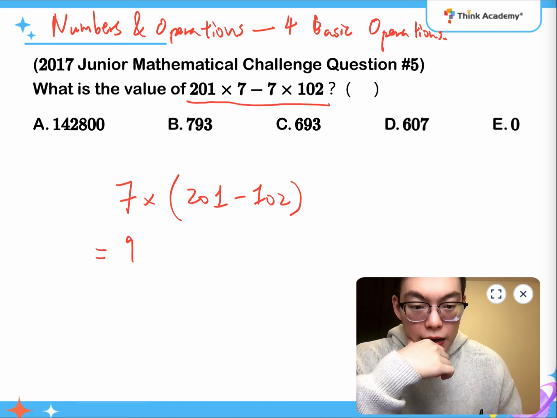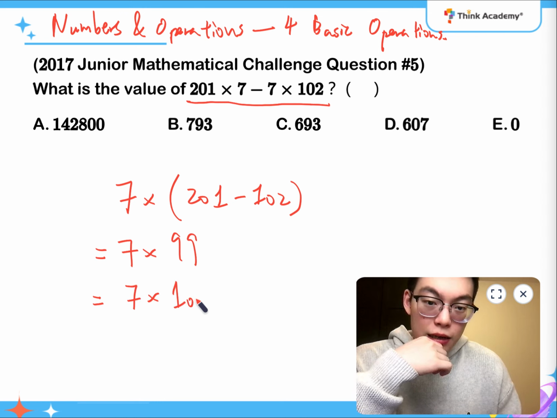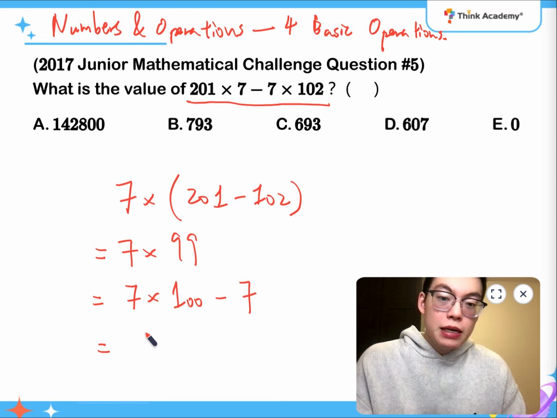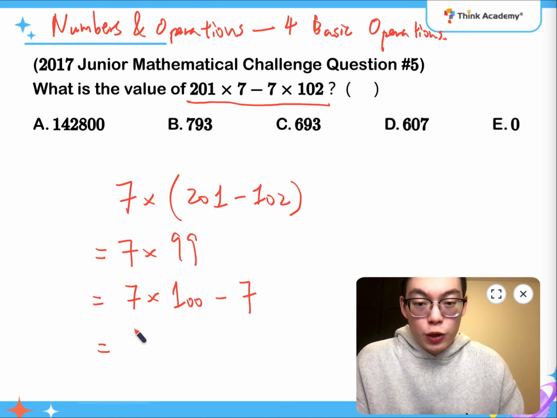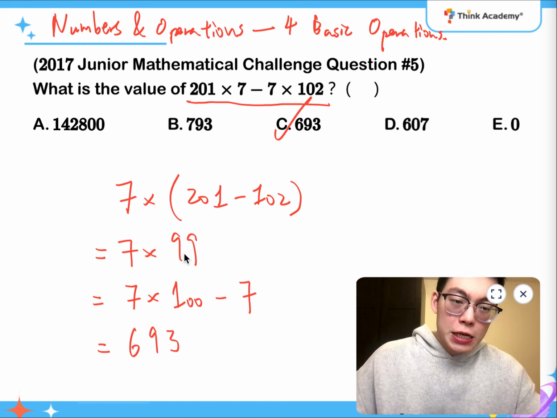So we have 7 times 99, which is 7 times 100, take away 7. And that is going to be 700 take away 7, which is 693. So we have the answer C right there.